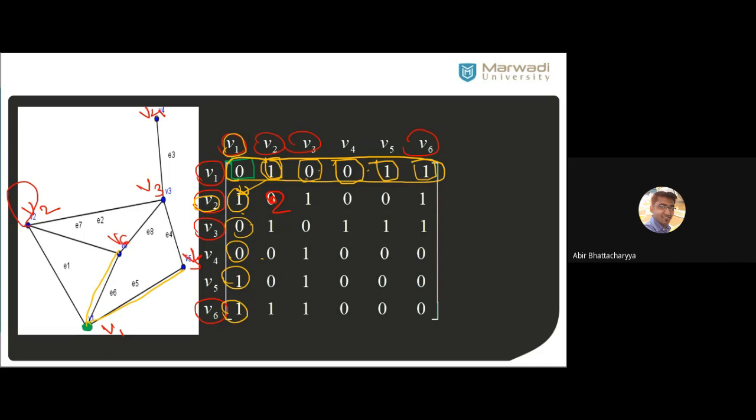Similarly for parallel edges, the number of parallel edges matters. If there are 3 parallel edges from V2 to V6, then the entry for V2 to V6 is going to be 3, because 3 connections are there: 1, 2, 3. Just calculate the number of connections and put it. This is 3, this is 3.